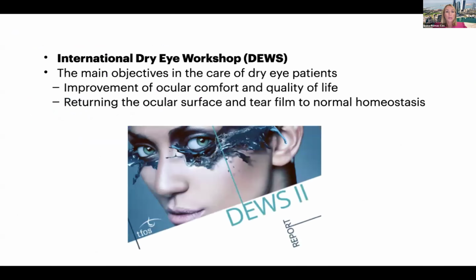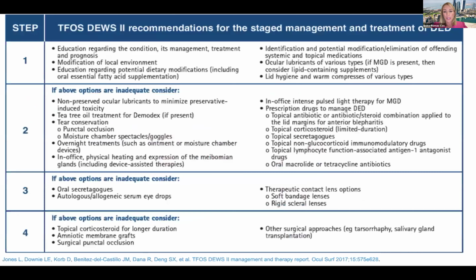So when deciding about the treatment, we have to remember that the main objectives are improvement of ocular comfort and quality of life, and returning the ocular surface and tear film to normal homeostasis. Treatment options, of course, have dramatically increased over time, but the TFOS DEWS II committee recommends a stepwise approach in the treatment based on the disease severity. And they proposed a 4-step algorithm.